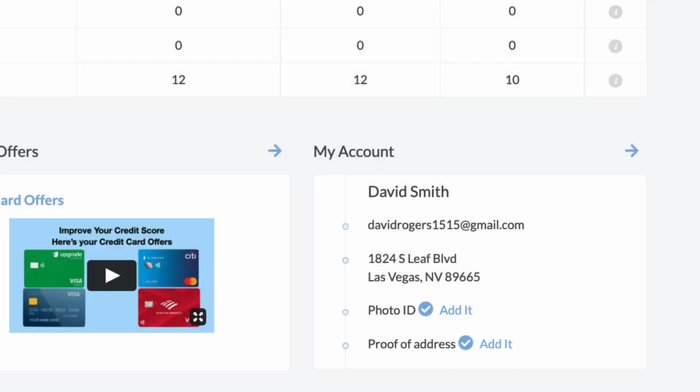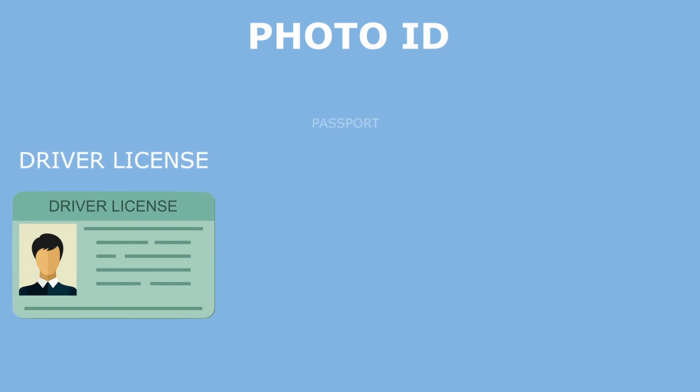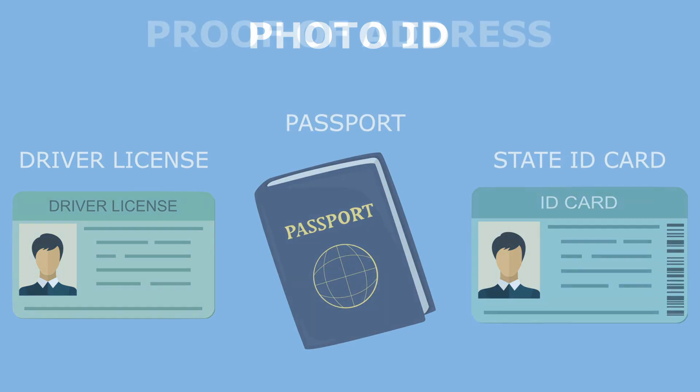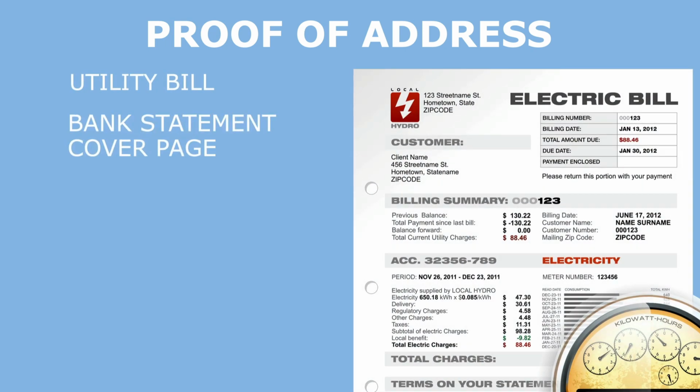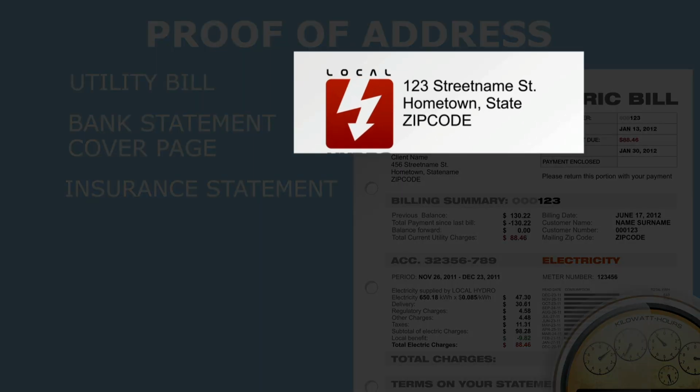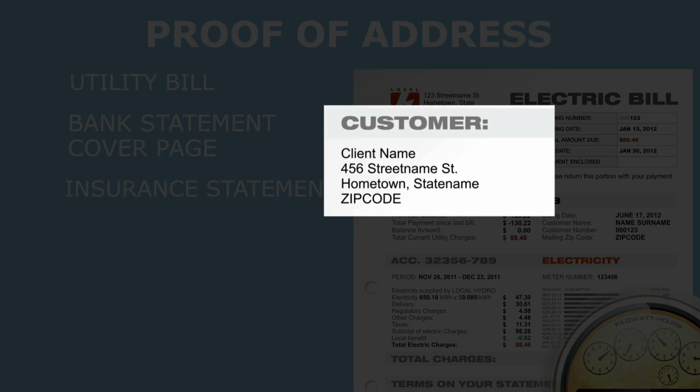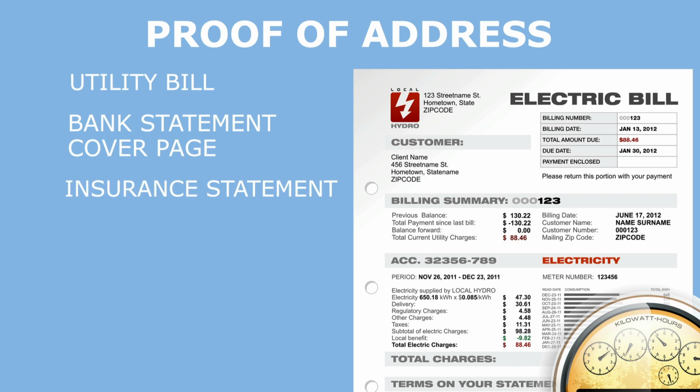Click Add it. Add a picture of a photo ID, such as a valid driver's license, passport, or state ID card. Your proof of address can be a recent utility bill or bank statement cover page, or an insurance statement. Your proof of address must contain your name and current address. The DIY software will automatically attach your ID documents to every dispute letter you create.